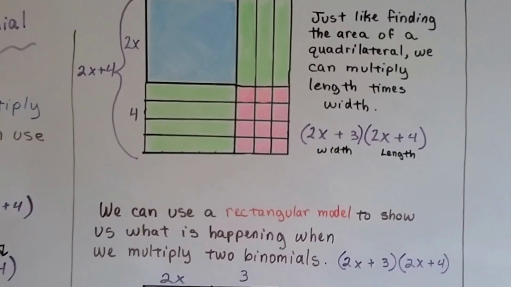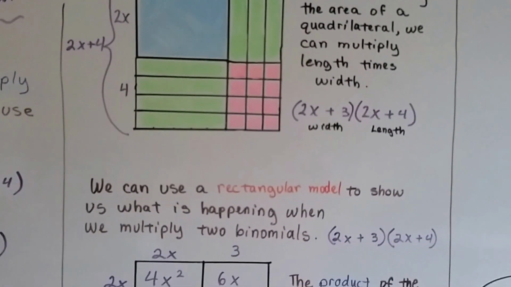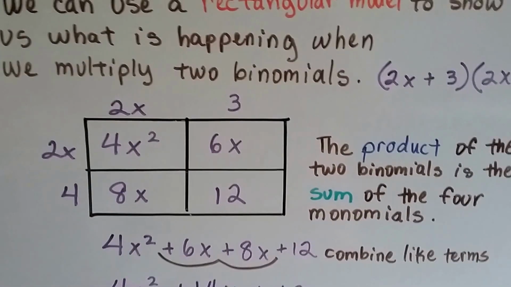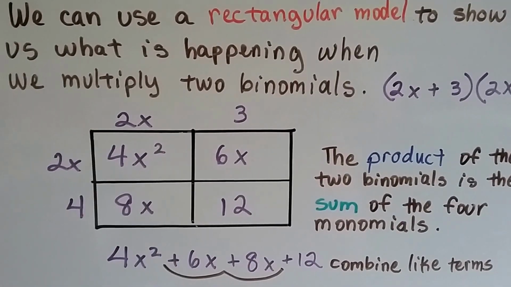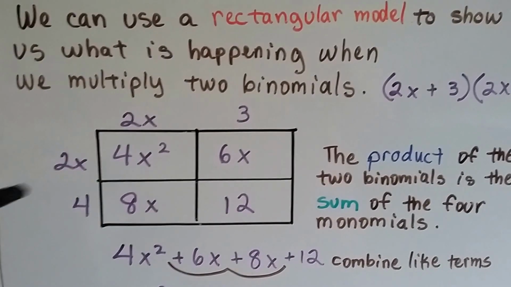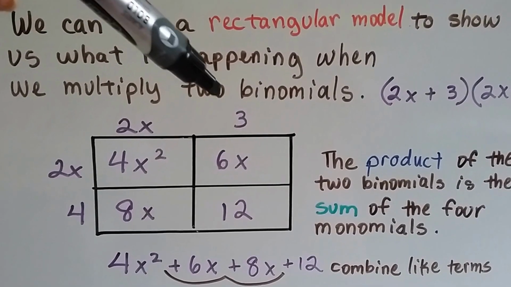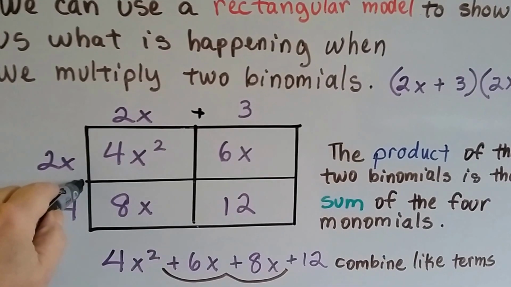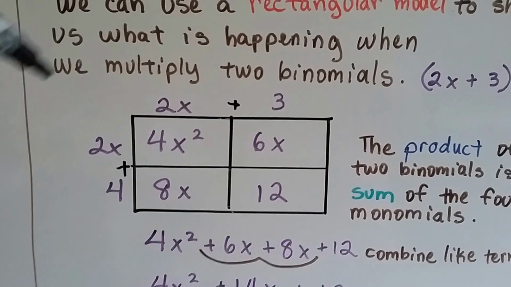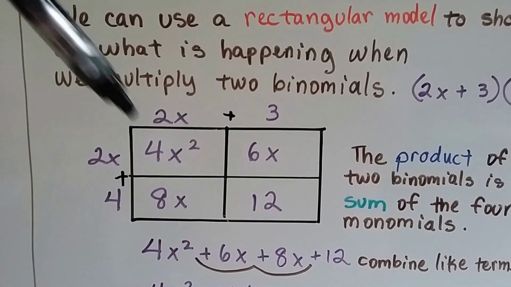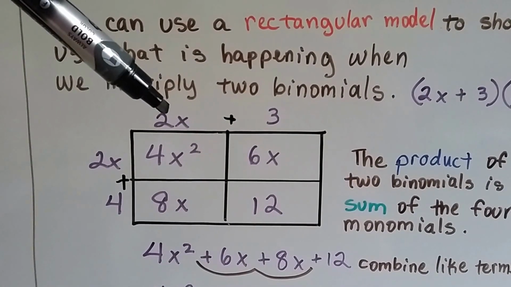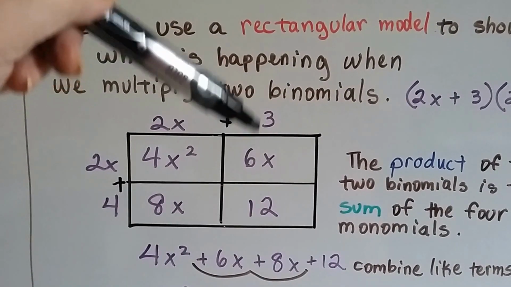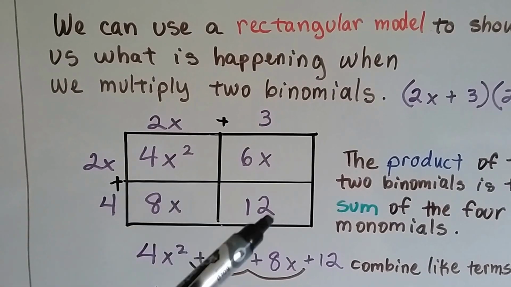And we can use a rectangular model to show us what's happening when we multiply the two binomials. So now we've got 2x plus 3 and 2x plus 4. So we can use this rectangular method. What you do is you make a rectangle with four spaces in it, and we put our 2x here, and then this would be the plus 3, and this is the 2x plus 4 on this side. And we multiply the 2x by the 2x and get 4x squared. We multiply this 2x by the 4 and get 8x. We multiply this 2x by the 3 and get 6x. And we multiply the 4 and the 3 and get a 12.